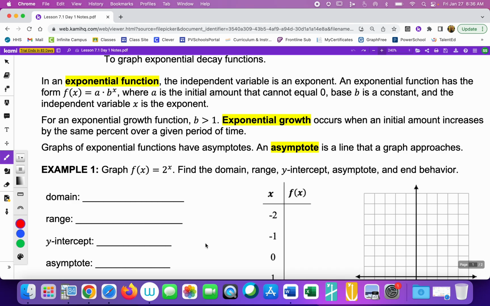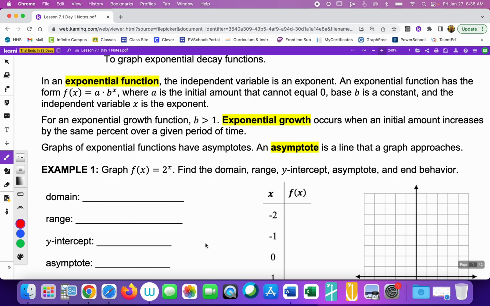So for an exponential growth function, for growth, b has to be larger than 1. Okay. It can be any number, but b has to be larger than 1. Exponential growth occurs when an initial amount increases by the same percent over a certain period of time.